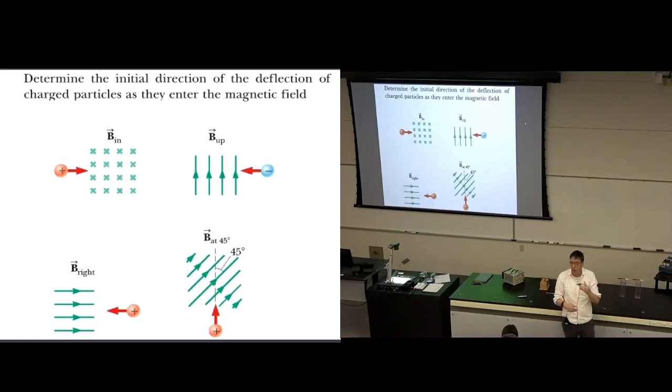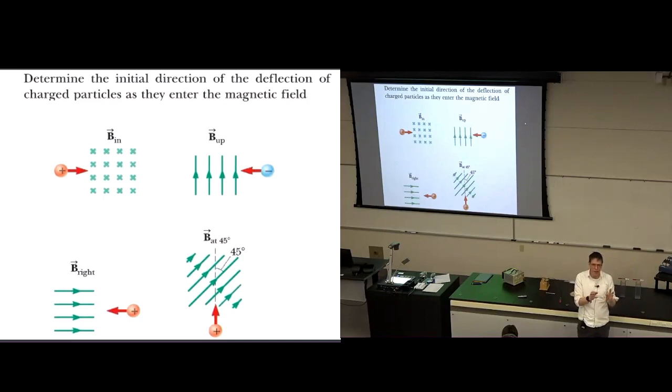I'm also going to be cognizant of the fact that positive and negative charges will experience opposite direction magnetic forces if they're moving with the same velocity in the same field. So we've got to remember that too.